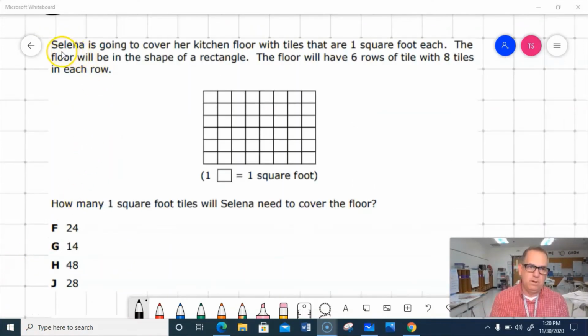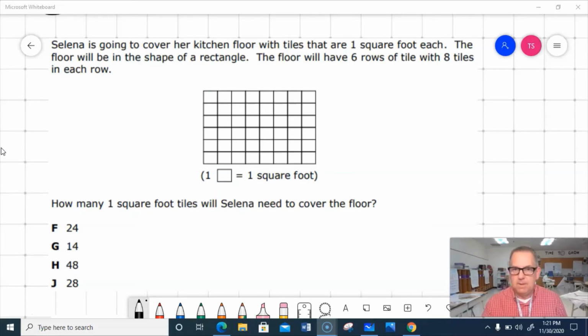Okay, follow along as I read. It says Selena is going to cover her kitchen floor with tiles that are 1 square foot each. The floor will be in a shape of a rectangle. The floor will have 6 rows of tiles with 8 tiles in each row. So it says, how many 1 square foot tiles will Selena need to cover the floor? It has a picture of it right here. So what math problem would we use to figure out how many tiles it will take to cover the floor?